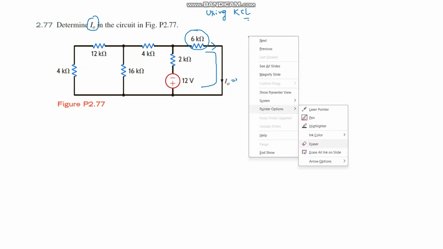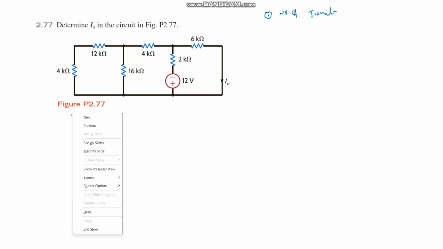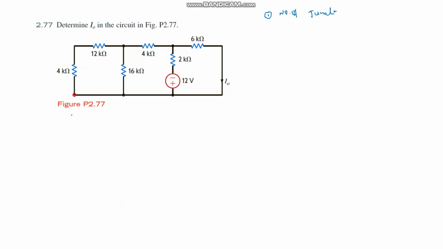Now, before applying KCL, we have to identify the number of junctions. The first step is the number of junctions. Observe this circuit carefully. Here, the bottom portion, for example, let it be this one. This point, and this point, this point.